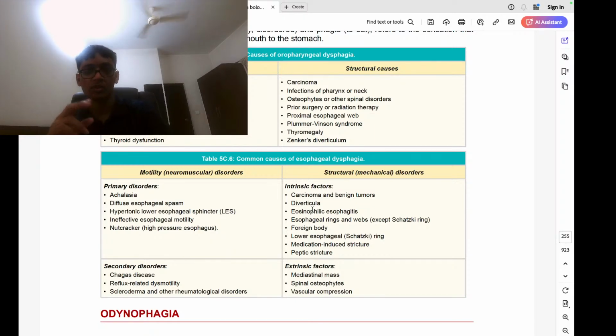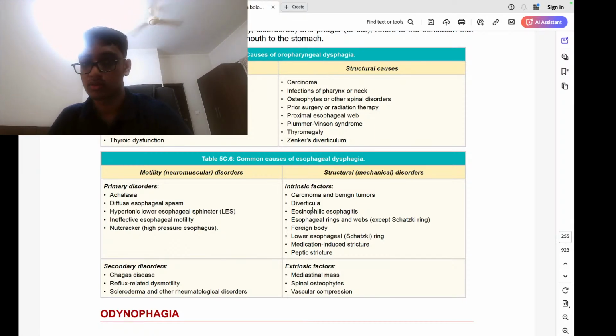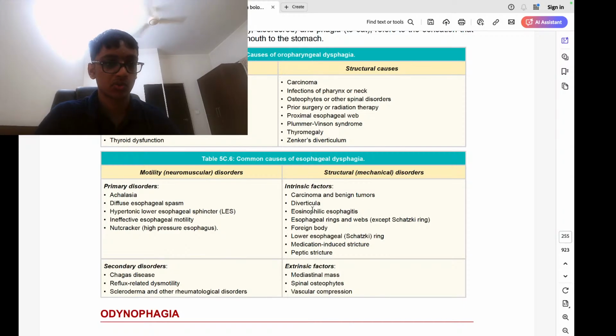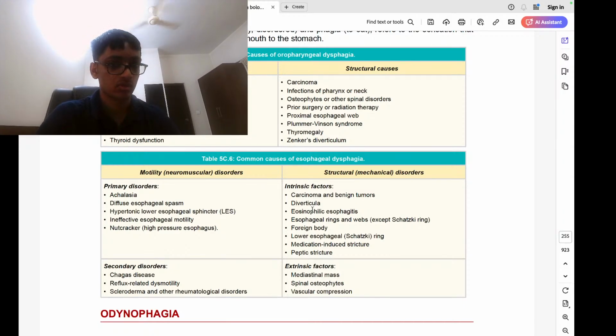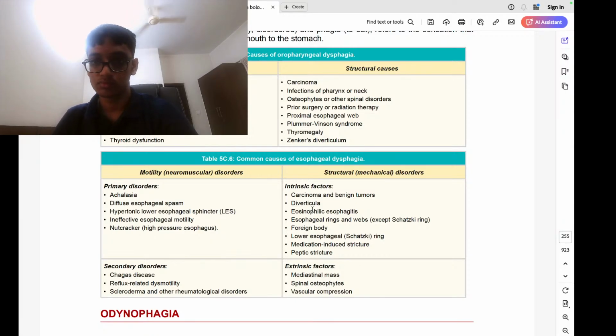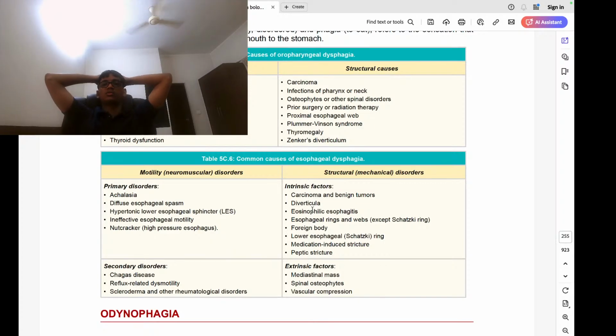Neuromuscular causes are ALS, amyotrophic lateral sclerosis, muscular dystrophy, Parkinson's, stroke, infection, osteophytes, or other spinal defects. Surgery, radiotherapy, proximal.